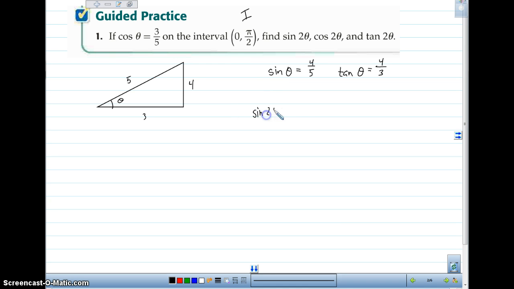Sine of 2 theta is equal to 2 sine theta cosine theta. So we just plug in 2 times 4/5 times 3/5. 2 times 4 times 3 is 24. 5 times 5 is 25. So sine of 2 theta is 24/25.